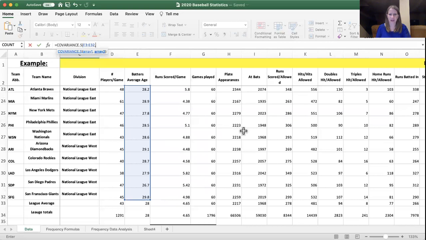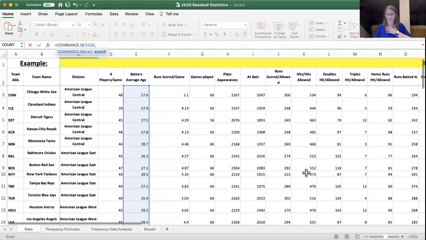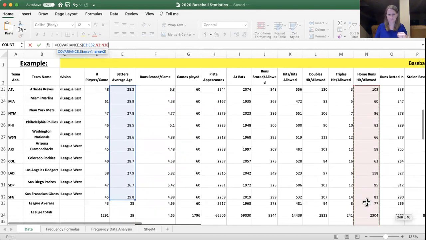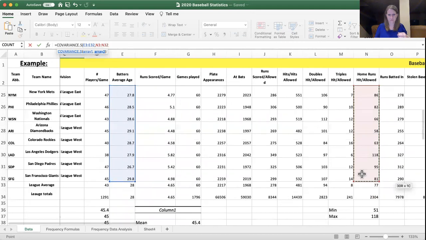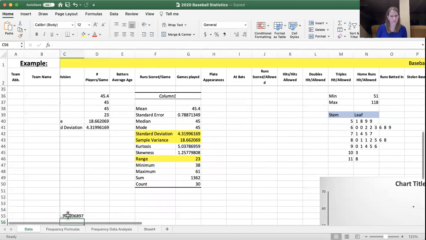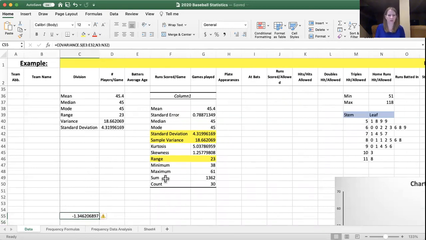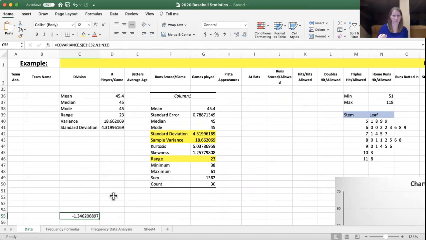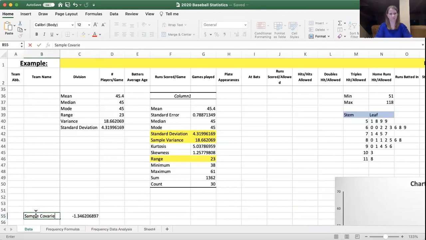And we want to see if that has any relationship with home runs. So then we just start highlighting N3 down through N32. And we close our parentheses and hit enter. And what do we have? We have a negative 1.3. And again, we have our error telling us that we don't have all of the variables. So this is our sample covariance.